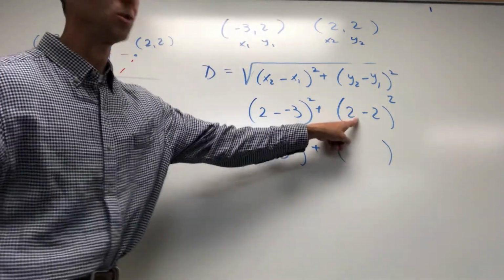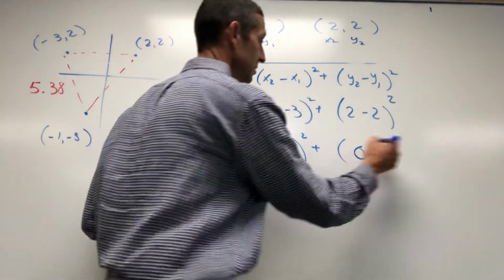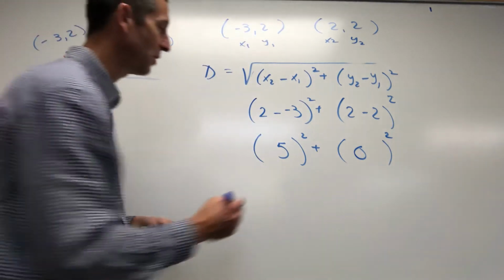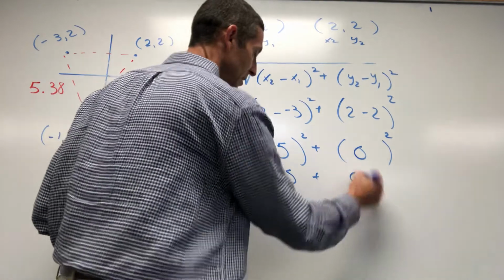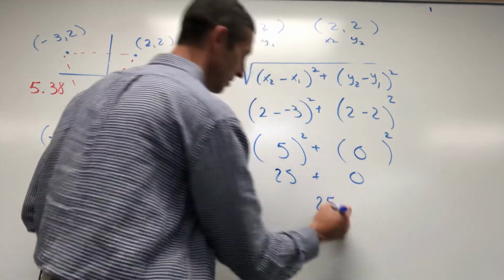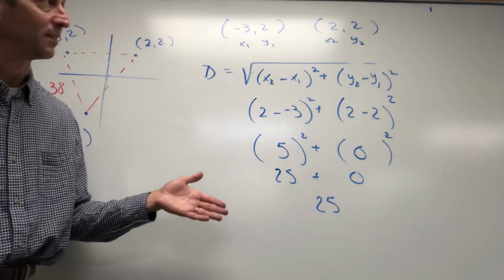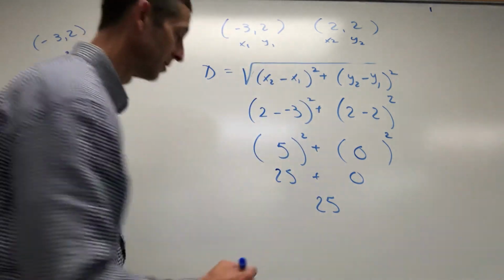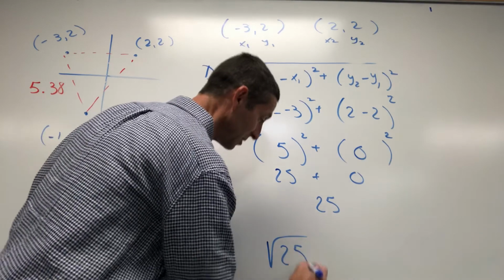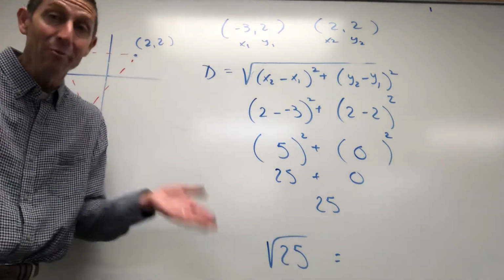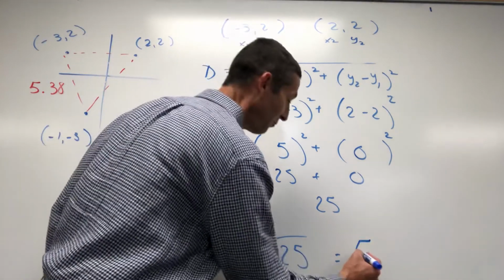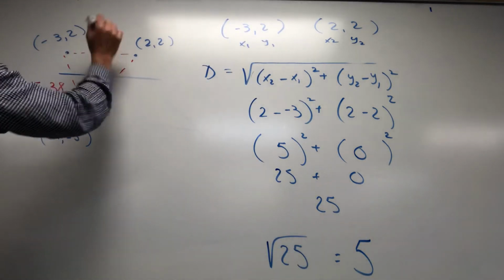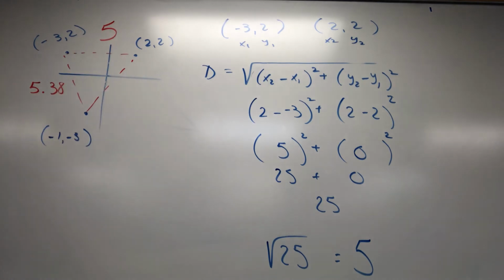And then over here you got 2 minus 2. You're like, oh, I like that. That's 0. So I can take 0 times 0. So 5 squared is 25, 0 squared is 0, 25 plus 0, that's 25. Still under the square root, but we kind of get a break this time. Like, I know the square root of 25. The square root of 25 is 5, which is awesome. So then you've got this length right here, that is a length of 5.